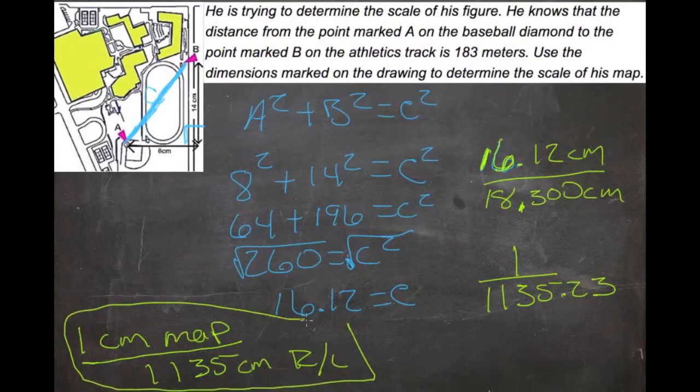Let's see if that's reasonable. About 1,000 times as big, and we had 16 here and 18,000, a little more than 1,000 times. Yeah, that's reasonable.